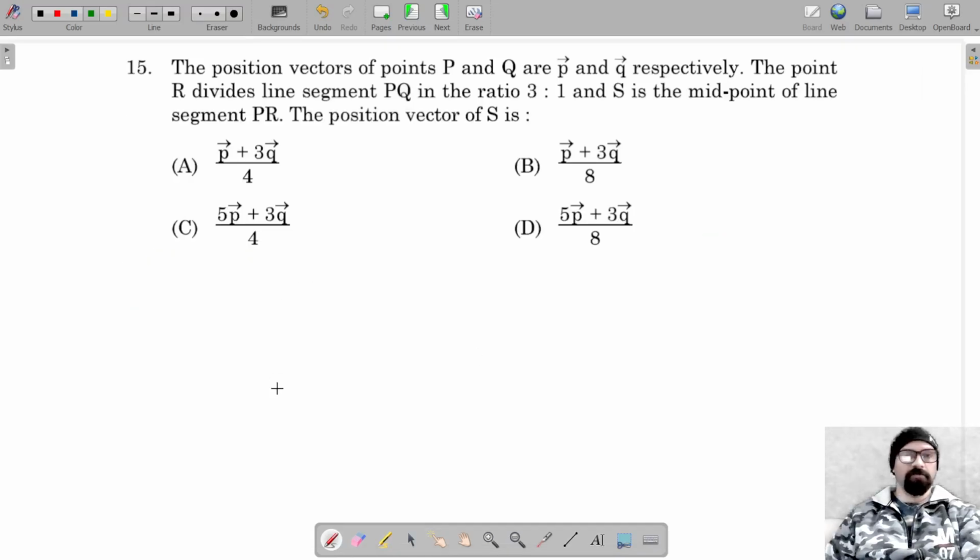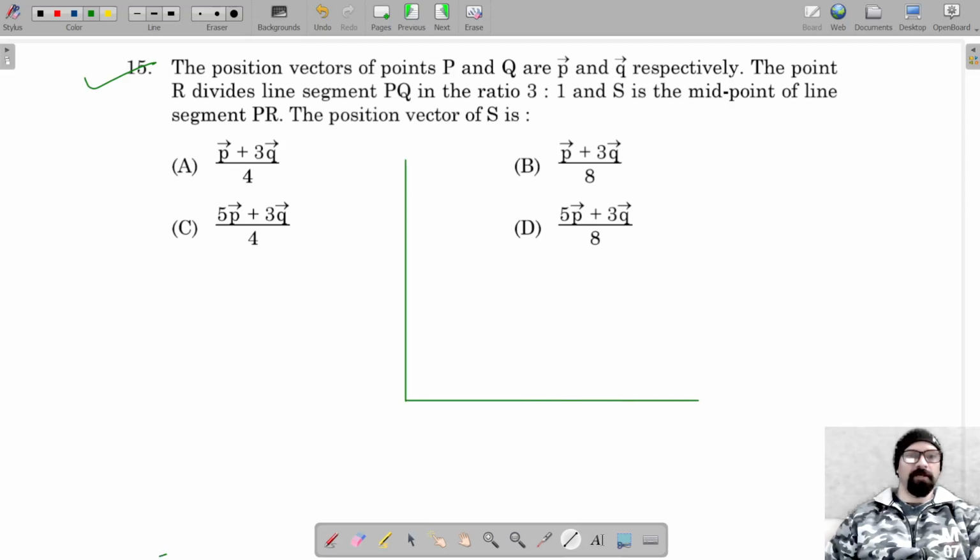For the next question, that is question number 15, it's given that the position vectors of points P and Q are P vector and Q vector, and there is a point R that divides the line segment PQ in the ratio 3:1. So let's get our 3D space here. So these are the three perpendicular coordinate axes x, y, and z.